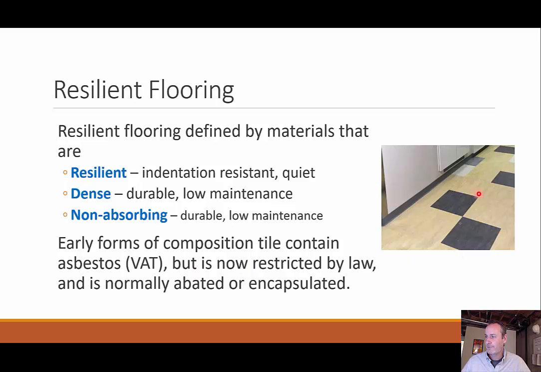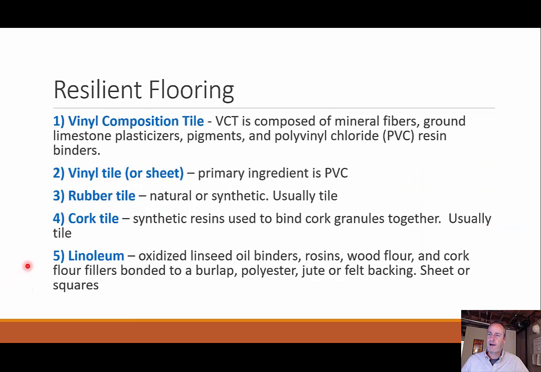And if you are going to pull up an old flooring, you have to make sure it doesn't have asbestos in there, or we need to take it out in some kind of safe way, or cover it up and encapsulate it, right? So types of resilient flooring, we have vinyl flooring, vinyl composition, VCT, mineral fibers. We have these plasticizers and pigments, and PVC resin as a binder. We have vinyl tile, also PVC based. We have a rubber tile, a cork tile. Cork's become more popular the last 10 years or so, right? And we have linoleum.